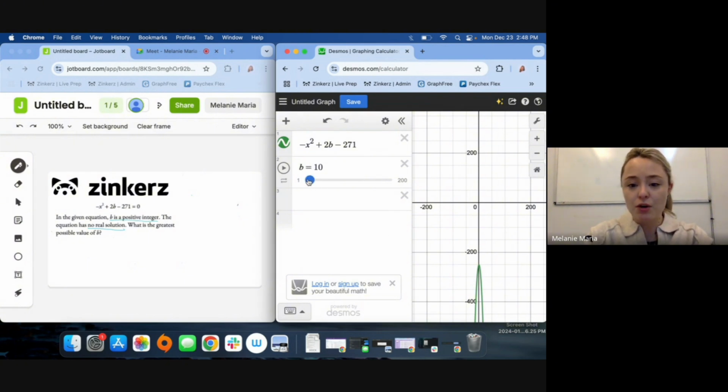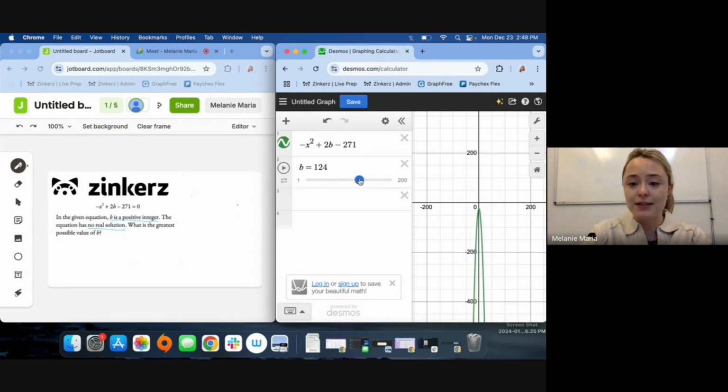So I know I'm probably going to be playing around with a bigger number. So what I'm going to notice is as I move my slider up, b is getting bigger and bigger and bigger, my function is getting closer and closer to that x-axis. Remember what it means for us to have no solutions. It means that this function is not crossing the x-axis. It could cross once, I have one solution, or it could cross twice, I have two solutions. I want to maintain that this function is not crossing the x-axis.